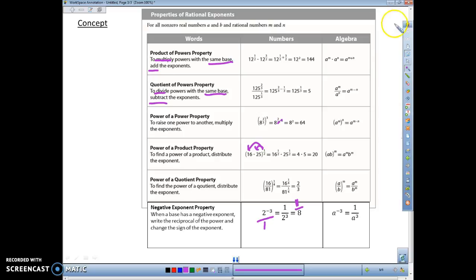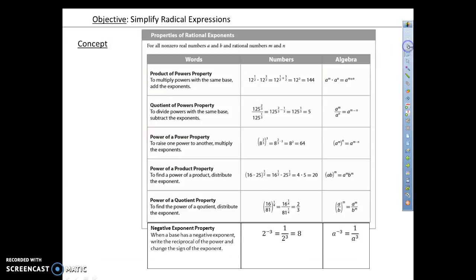So we're going to go through some examples, and then we'll have some practice. If at any time you are confused, feel free to rewind the video, pause the video, and look at the content again.